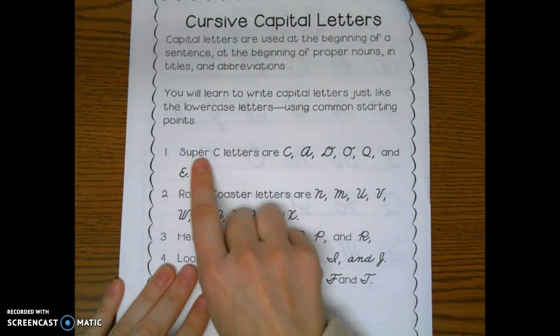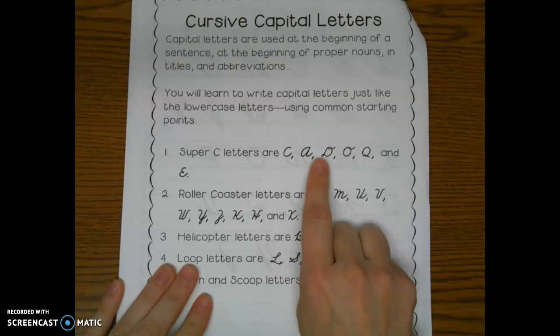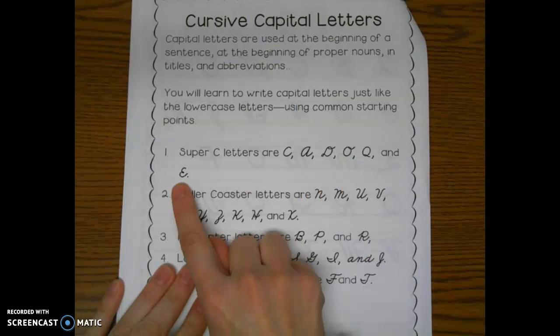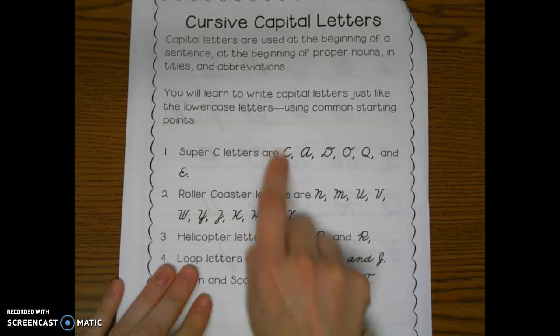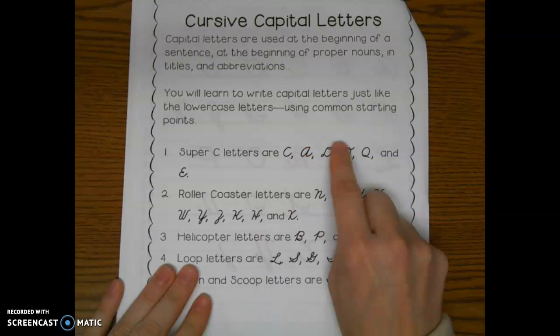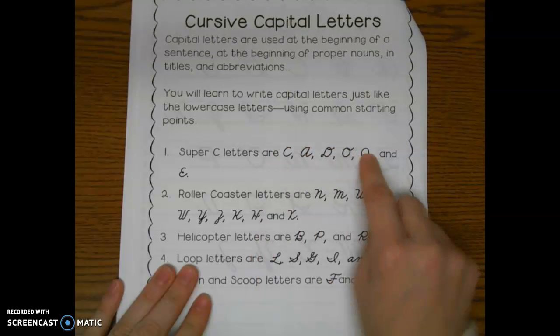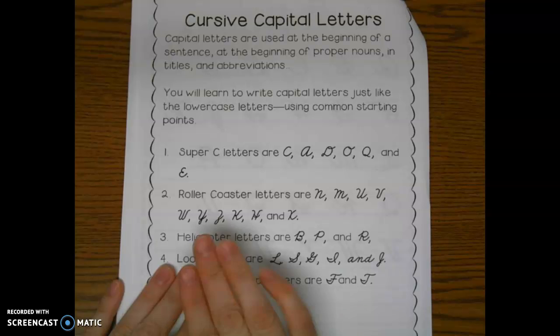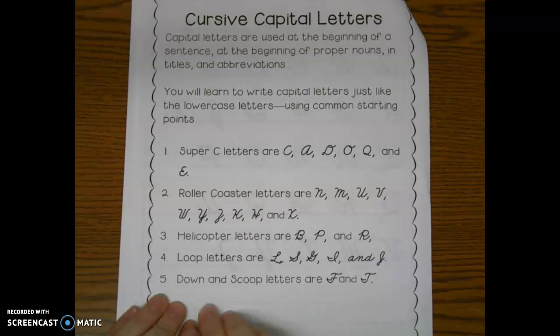We're going to start with the super C letters, which are C, A, D, O, Q, and E. We start with those because they're all formed kind of like a C. If you look at them, they all have that rounded shape a little bit. Then we'll do roller coasters, helicopters, loops, down, and scoop.